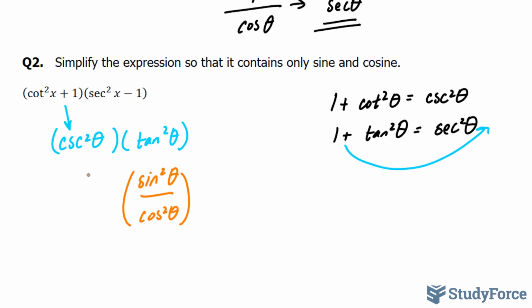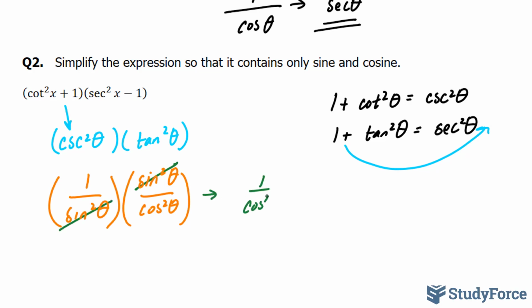And this can be replaced with 1 over sine squared theta. Notice that this sine and this sine will cancel out, leaving us with 1 over cosine squared theta, giving us secant squared theta. But of course, the question wants it in sine and cosine, so this is good enough for me. And so there you have it.